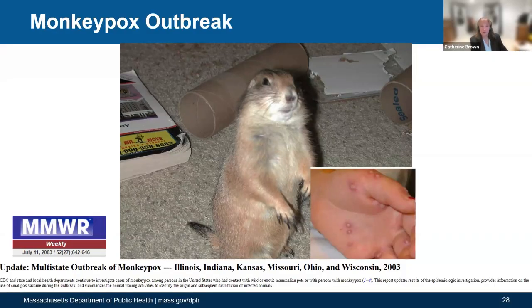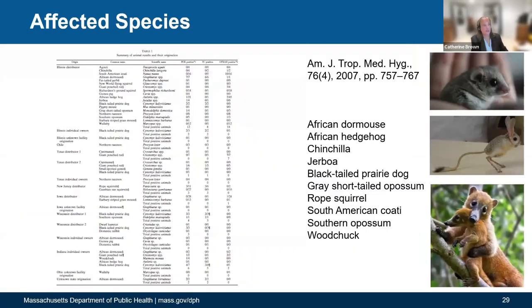But who would have thought that all of those little steps would have led to humans in the United States getting infected with a virus that only naturally occurs in Africa. And because there are so many of these little pocket pet type species, they ended up testing other animals to see who else had gotten exposed and infected. And you can see the list on the right of animals that tested positive.